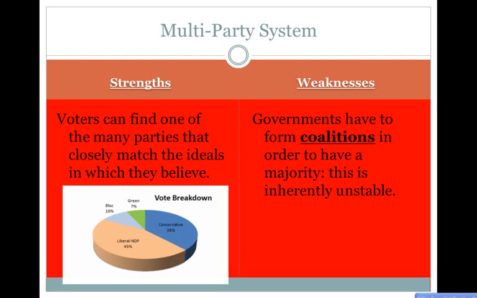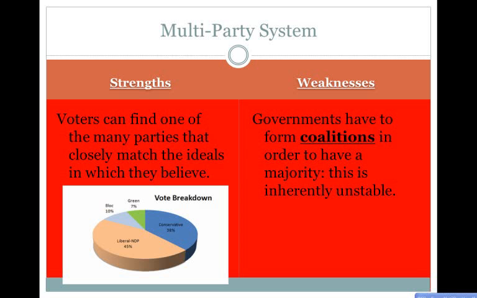Multi-party systems are sort of the opposite in terms of strengths and weaknesses of the two-party systems. The strength of a multi-party system is I can find a candidate that matches up almost exactly with what I believe in. Germany is a country that has at least 6 major parties and probably 10 or 15 more minor parties that people vote for. Because I have all of those choices, I get to vote for someone that is actually much closer to what I believe in, rather than in the United States where you have to vote for the candidate that's closest but not perfect to what you believe in.